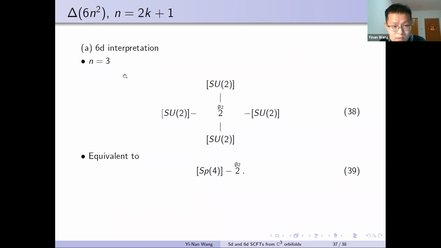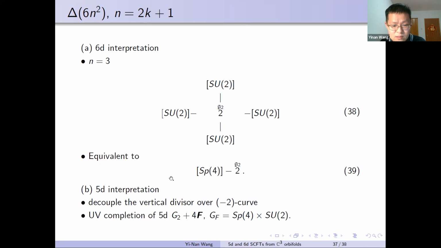Here I just draw the 6D interpretation on the tensor branch, which is a G2 over a -2 curve that I already talked about in the earlier part of this talk. And the 5D interpretation is precisely obtained by decoupling a vertical divisor over the -2 curve, and you get this rank 2 5D SCFT. Okay.